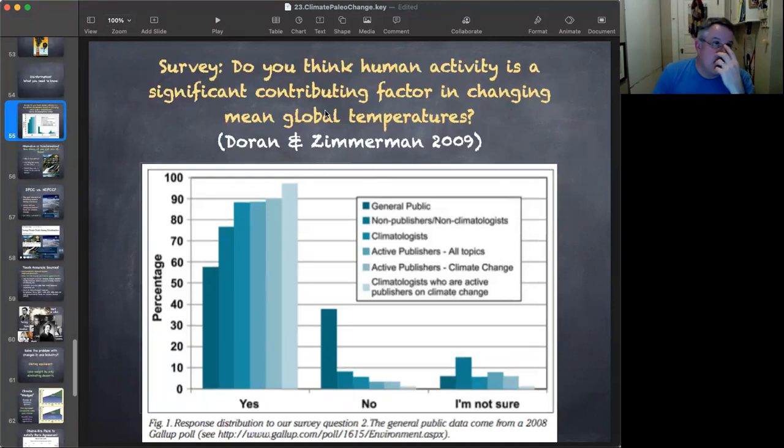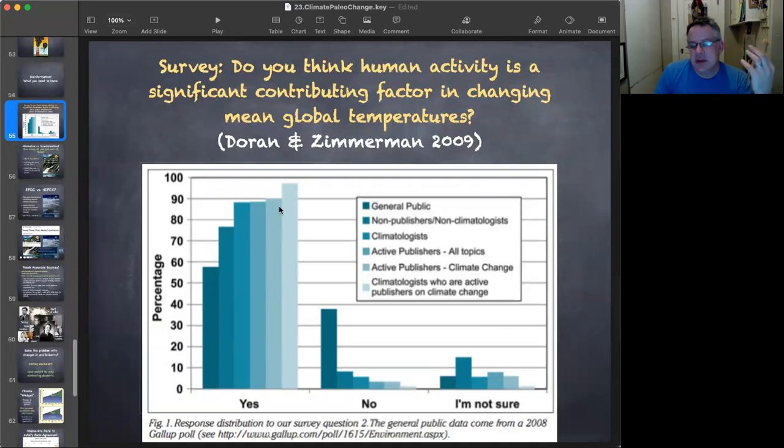So here's an example of the level of penetration of information and misinformation. Do you think human activity is a significant contributing factor in changing mean global temperatures? The general public, at least at the time of this survey, was at around 55% in belief. People who were scientists but not publishers and not climatologists are here. Here are climatologists. Here are active publishers of all topics. Here are active publishers on climate change. And here are climatologists who are active publishers on climate change. So that's the sense of distance from the topic and level of belief.